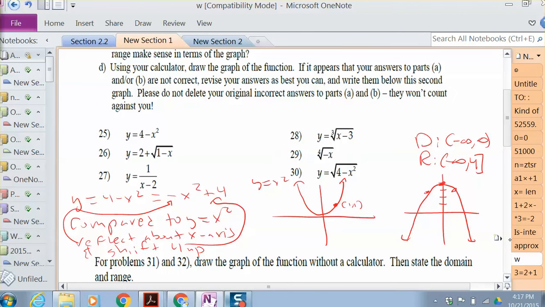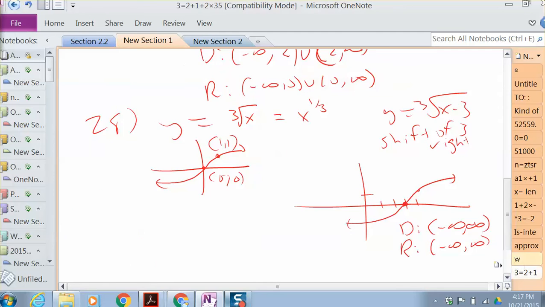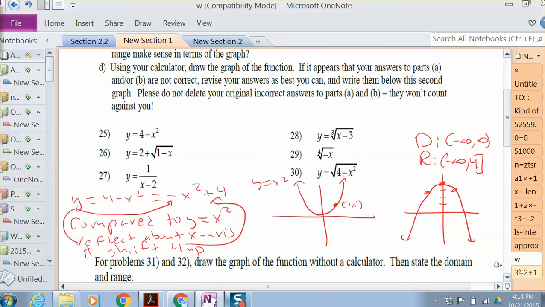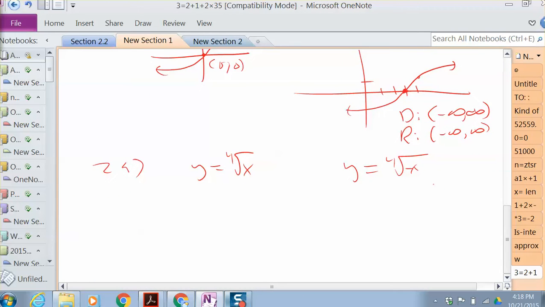All right, 29. Ooh, 29 is interesting. Cube root. Sorry, fourth root. I can't believe I said that. I'm a little tired. My apologies. And we're going to compare it to the fourth root of negative x. Okay, so let's start with the fourth root of x.